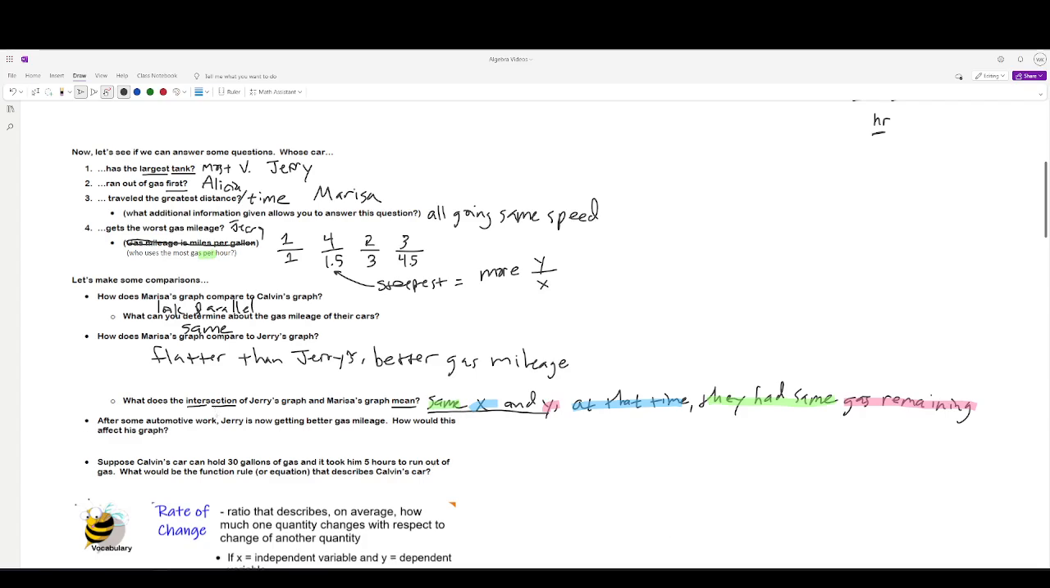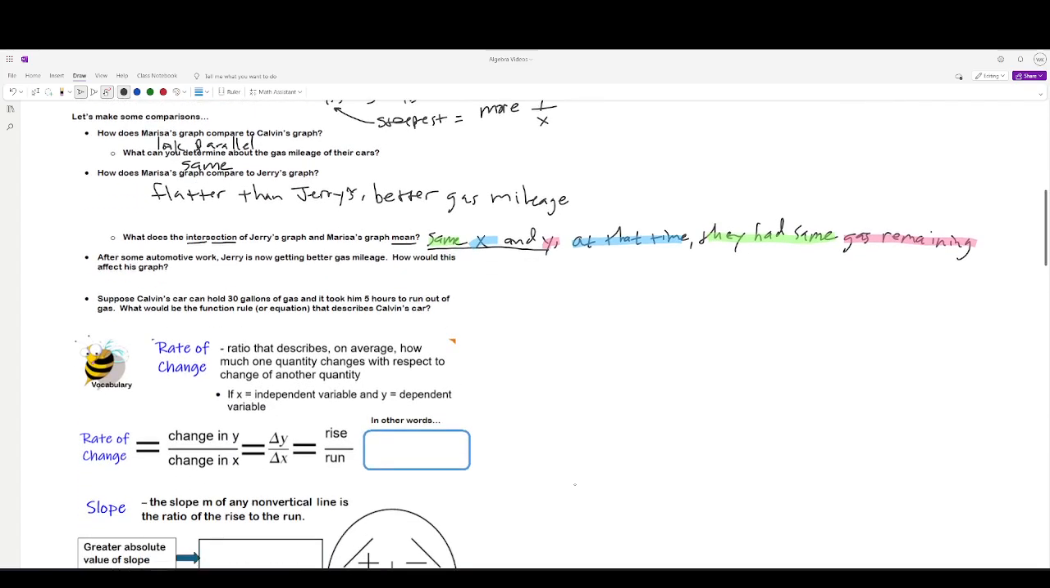After some automotive work, Jerry is now getting better gas mileage. How would this affect his graph? So we kind of already talked about it, it would make the slope flatter. So worse gas mileage on our graph was steeper and better gas mileage was flatter. So it would flatten his line. So we could also say it would make the slope flatter.